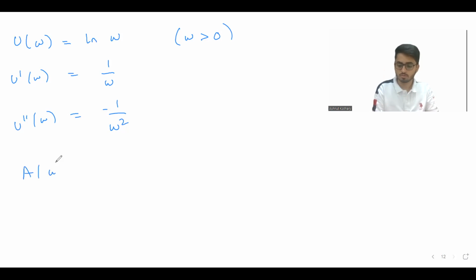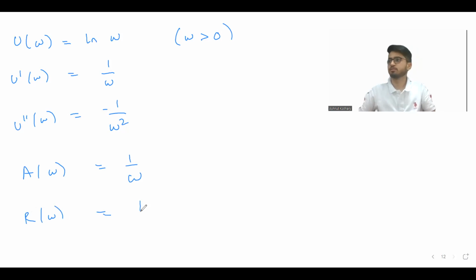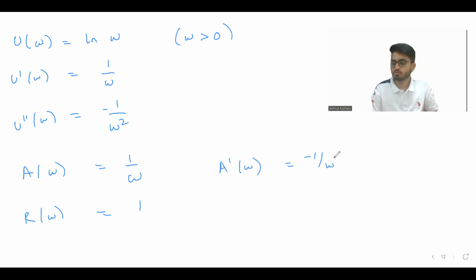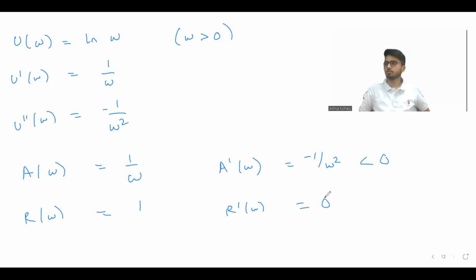AW is minus U double dash W by U dash W, this will come out to be 1 by W, and RW will be nothing but 1. Now if you will see, A dash W is nothing but minus 1 by W square, which is negative, and R dash W is nothing but 0.